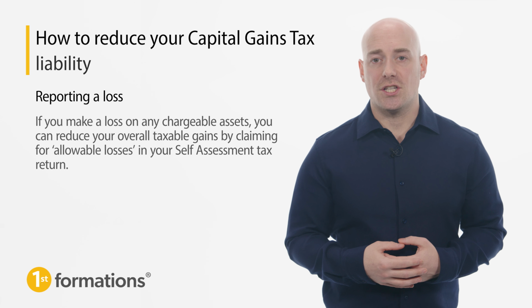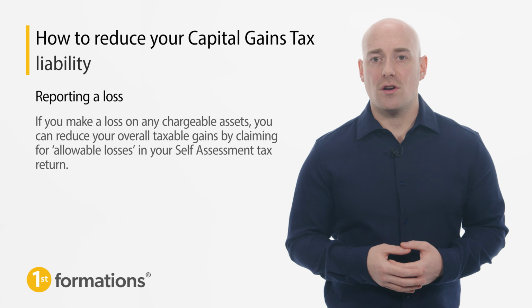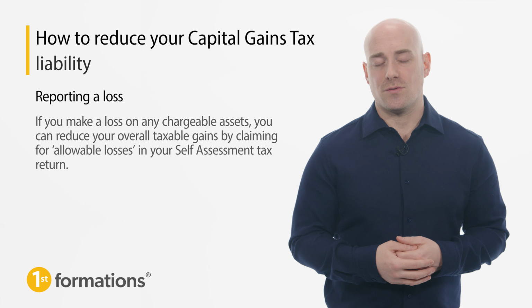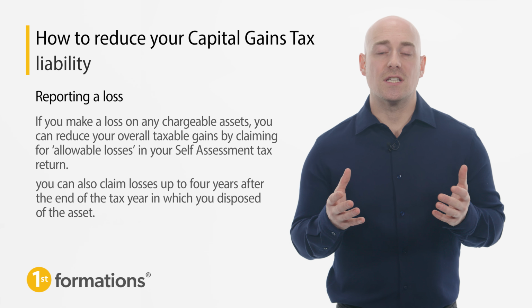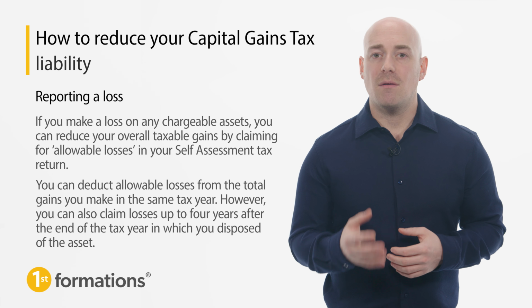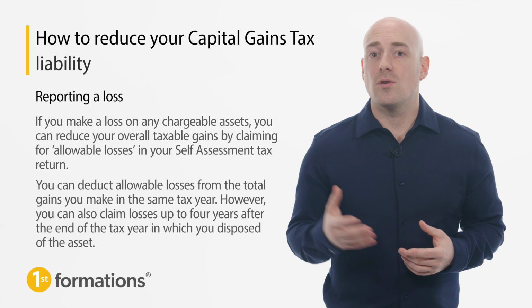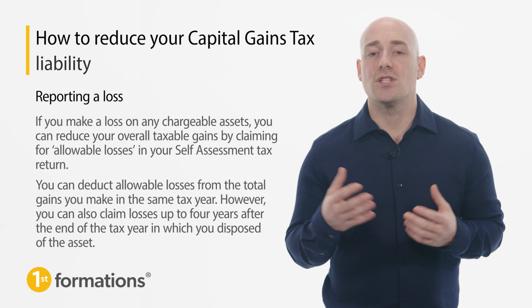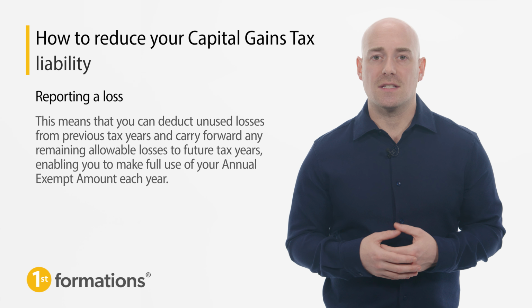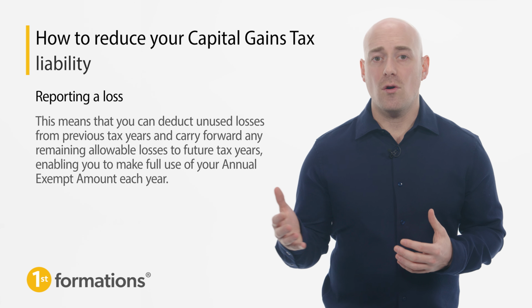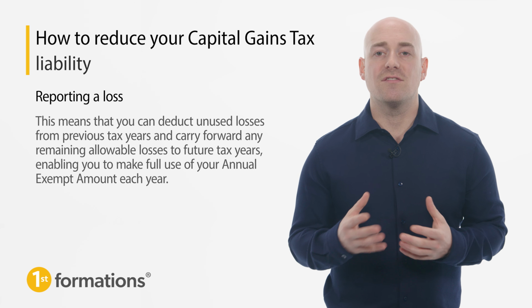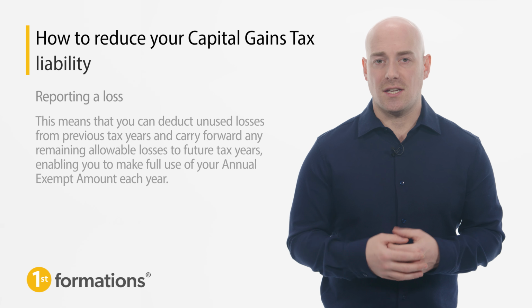If you make a loss on any chargeable assets, you can reduce your overall taxable gains by claiming for allowable losses in your self-assessment tax return. You can deduct allowable losses from the total gains you make in the same tax year. However, you can also claim losses up to 4 years after the end of the tax year in which you disposed of the asset. This means that you can deduct unused losses from previous tax years and carry forward any remaining allowable losses to future tax years, enabling you to make full use of your annual exempt amount each year.